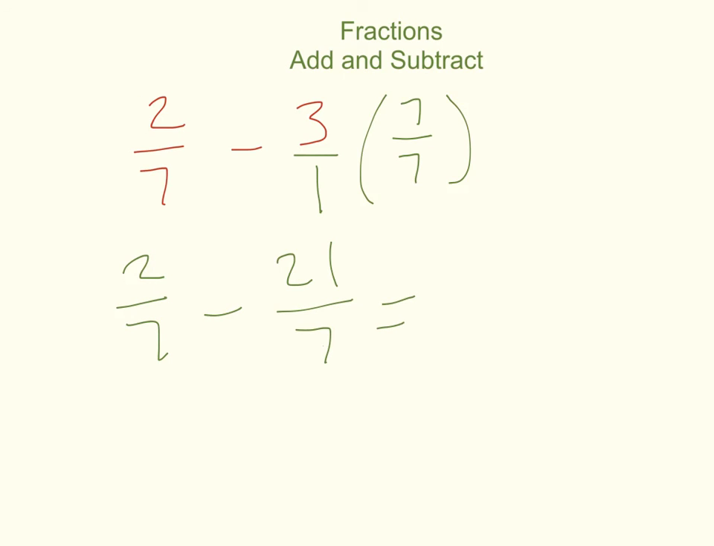So again, we're going to get a negative number here. We're going to keep our 7 the same because that's our common denominator. And then we'll just say 2 minus 21, which would be negative 19. So negative 19 over 7. Of course, you can reduce that if you want to, but like I said, I'll probably just leave it like this the majority of the time. So remember, when you're adding and subtracting fractions, to always try and find your common denominator.